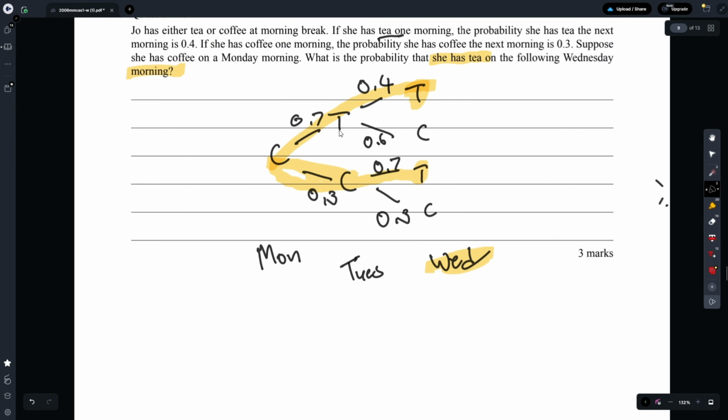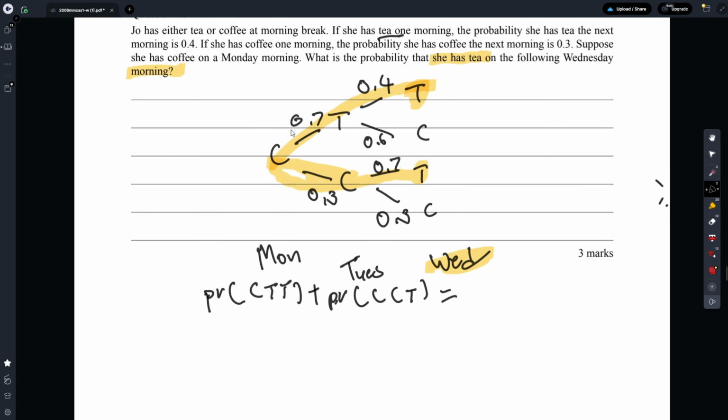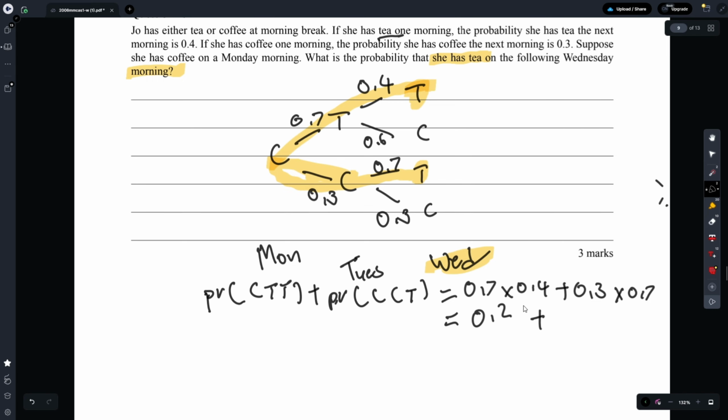You can actually just write a tree diagram as you're working out, but I prefer, after doing this, to also do probability of CTT, which is just coffee, T, T, plus the probability of CCT, which is equal to 0.7 multiplied by 0.4 plus 0.3 times 0.7. 7 times 4 is 28, 0.28, plus 3 times 7 is 21, 0.21, which gives us 0.49. That is our answer.